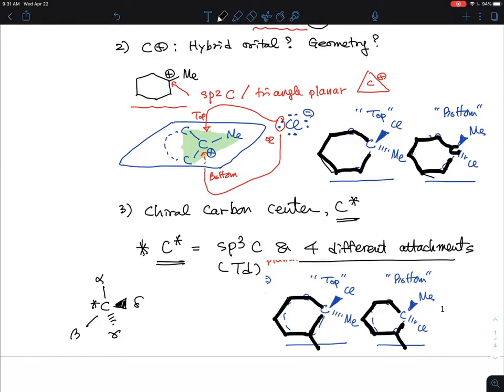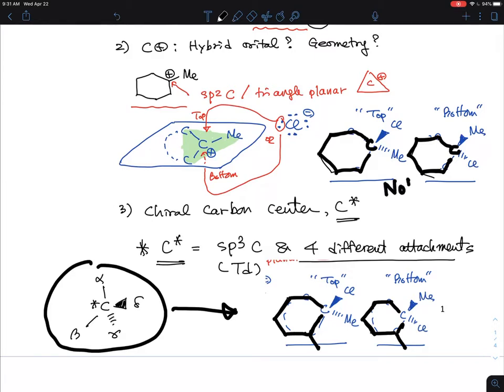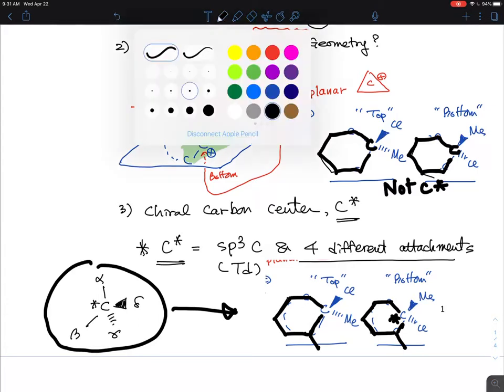So I am just going to highlight the carbons one more time. The main difference is that the one at the top is not a chiral center, not a C star. But this one is a C star. This is a C star carbon.